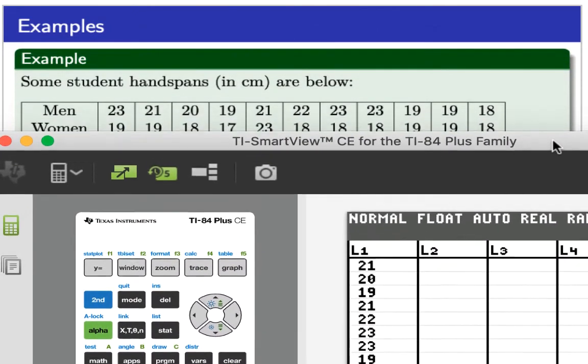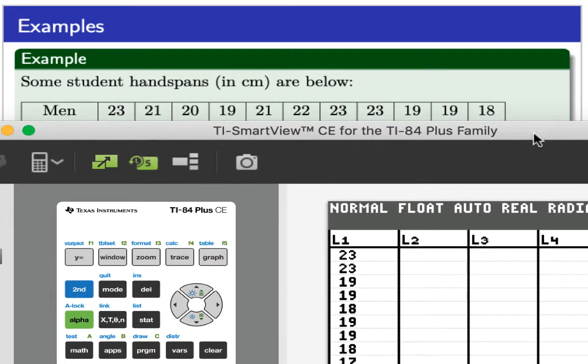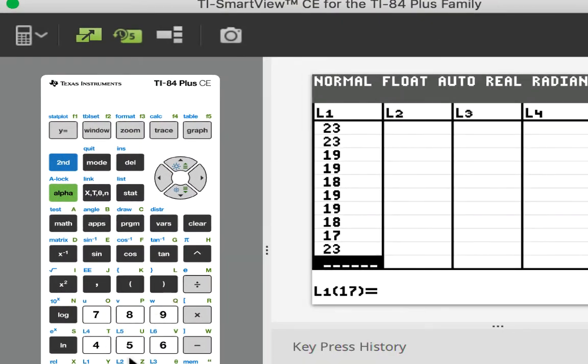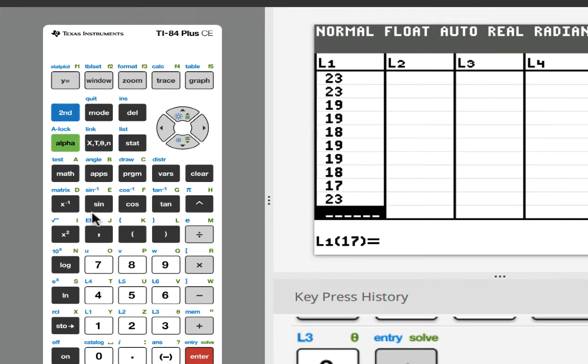Now we're going to put in the women students' hand spans. So 19, 2 of them, 18, 17, 23, 3 18s, 2 19s, and an 18. So I'm just going to show it over here. So we had 23, not 3 18s.